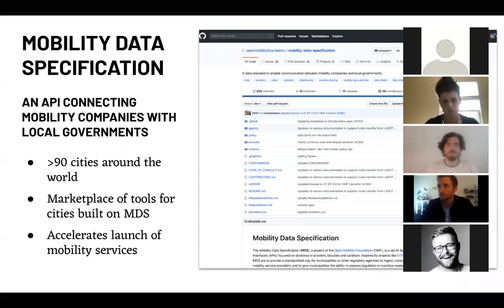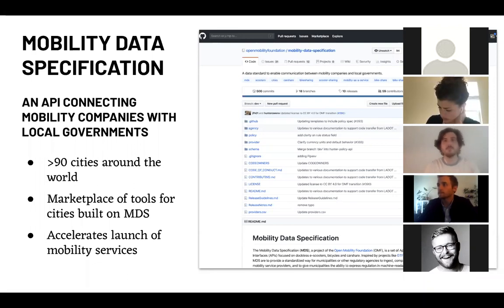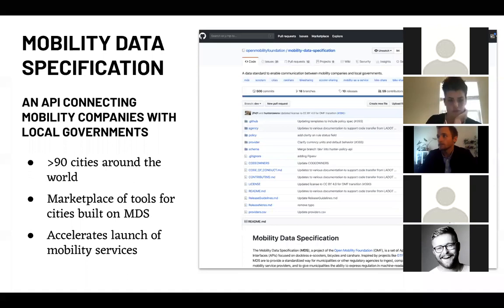Today's webinar is going to focus on the policy API. In the future, we'll cover some of those other parts in the kit, but today we're going to talk about policy. All of our presenters today are OMF members, and they're going to share how they're using the policy API now to dynamically manage public streets.